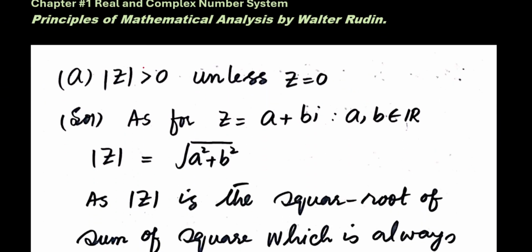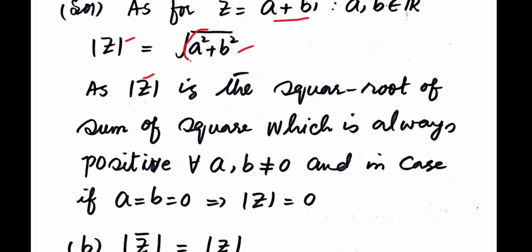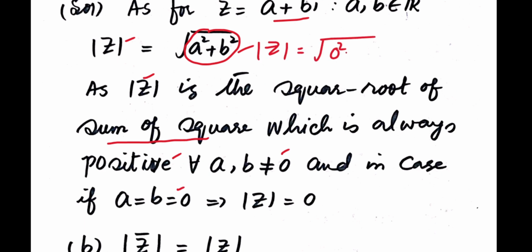First, we show that |z| is always positive unless z is equal to 0. I am assuming a particular value of z equal to a plus b iota, where a and b are real numbers. Then you know the modulus of z is the square root of a square plus b square. As |z| is the square root of a sum of squares, this quantity a square plus b square is called the sum of squares, and this is the square root of the sum of squares, which is always positive when a and b are non-zero. And in case a and b are 0, this becomes 0 square plus 0 square, which is equal to 0. Then in this case, the absolute value is equal to 0.